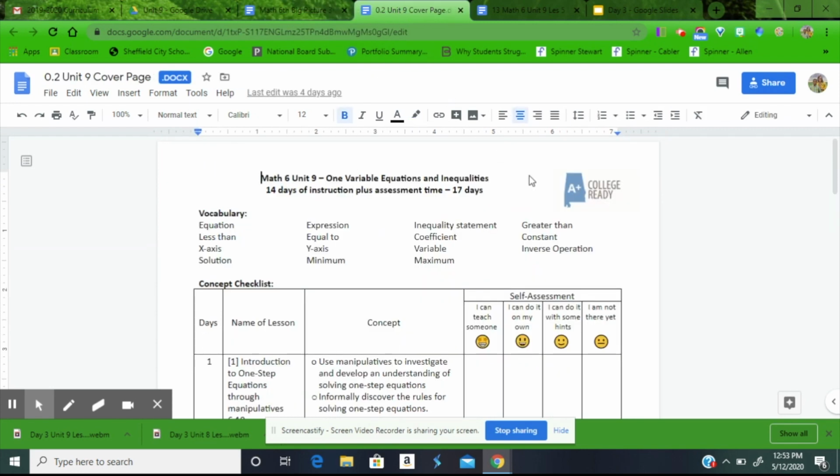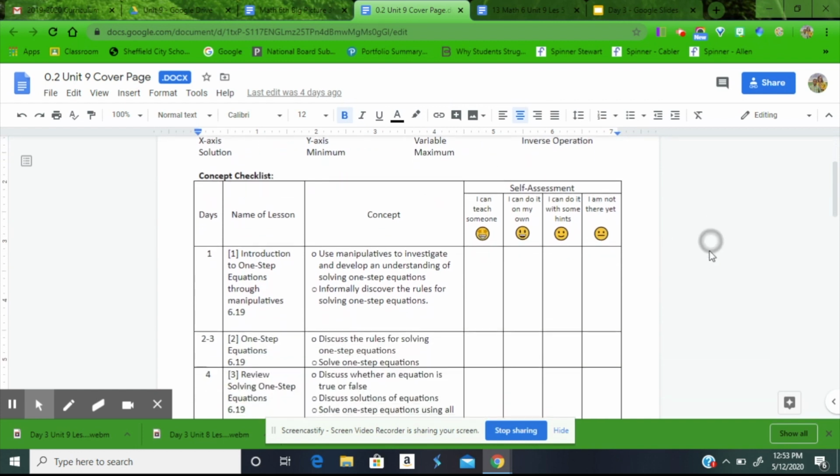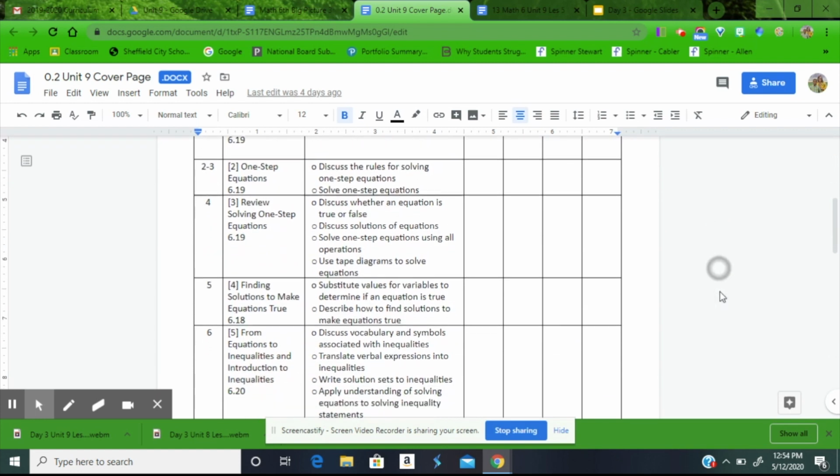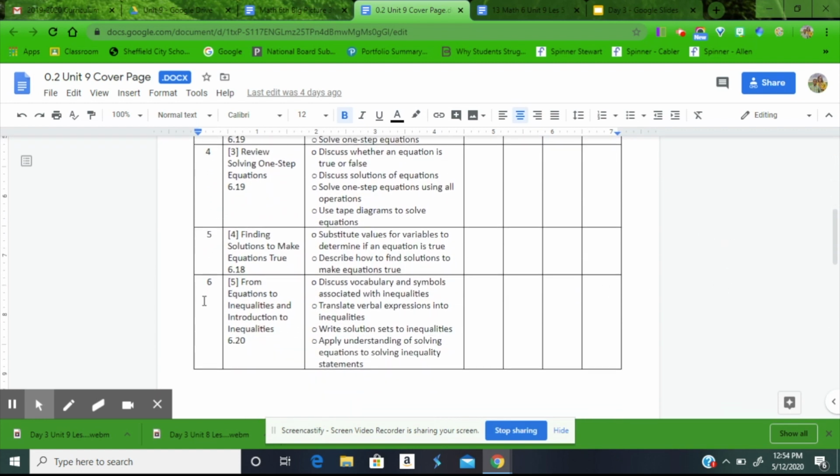So let's look at the concepts checklist and see our kid-friendly I can statements. Scroll down, Lesson 5 you will find starts on day 6. Here are your kid-friendly I can statements. I can discuss vocabulary and symbols associated with inequalities. I can translate verbal expressions into inequalities. I can write solution sets to inequalities, and I can apply understanding of solving equations to solving inequality statements.